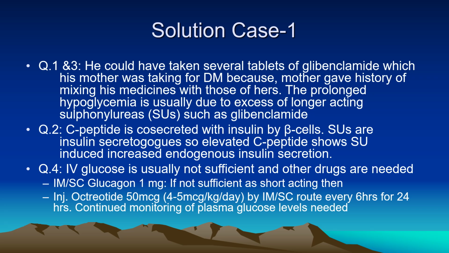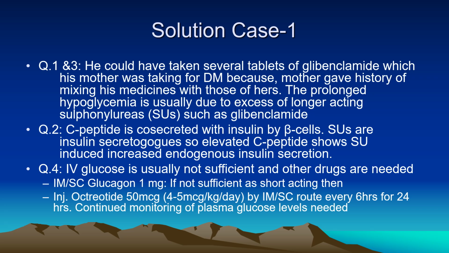Question 2. C-peptide is co-secreted with insulin by beta cells. Sulfonylureas are insulin secretagogues, so they also raise C-peptide levels. That further proves that endogenous insulin secretion was increased by some drug.